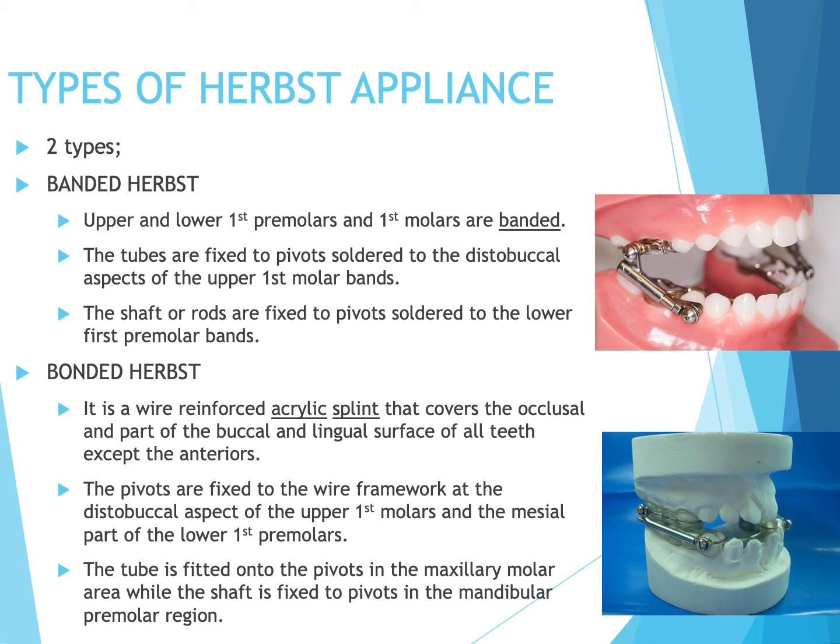For the bonded Herbst, it is a wire-reinforced acrylic splint that covers the occlusal and parts of the buccal and lingual surfaces of all teeth except the anteriors. The pivots are fixed to the wire framework at the distobuccal aspect of the upper first molar and the mesial part of the lower first premolar. The tube is fitted onto the pivot in the maxillary molar area, while the shaft or plunger is fixed to the pivot in the mandibular premolar region.